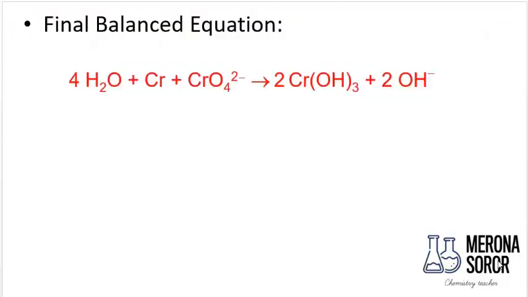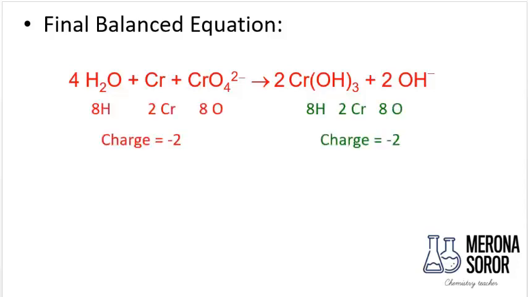So the final balanced equation is H2O plus Cr plus CrO4 2 negative ion gives 2 Cr(OH)3 plus 2 OH negative ion. Now we have to check the number and type of atoms in the reactants and the product, and the charge in reactants and the product.